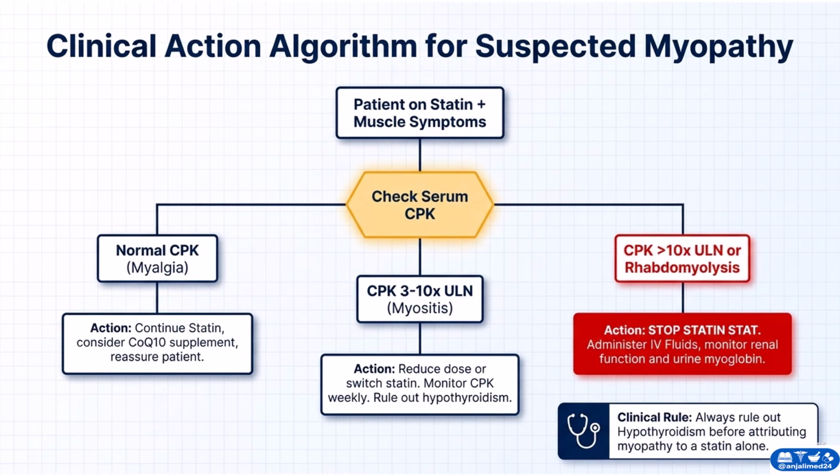So, you have a patient on statins and they come in with muscle symptoms. What do you do next? Step 1. Don't guess. Check the serum CPK. Now, based on the CPK levels, your management changes.